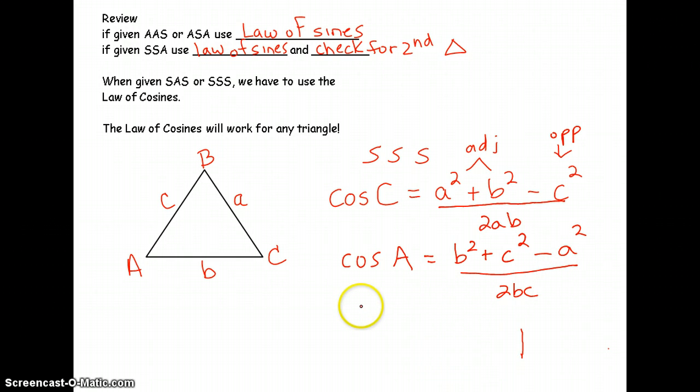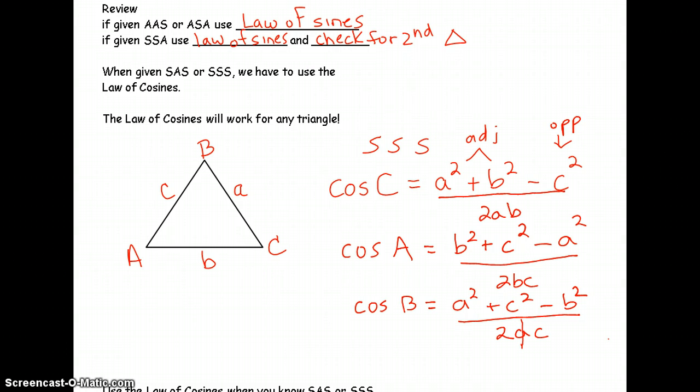So then there would also be a third one. If I wanted the cosine of B, it would be equal to A squared plus C squared minus B squared all over 2 times AC. Now again, I don't really memorize the formula itself as much as I memorize the pattern so that I can recreate that on my own without having to have it memorized. And I'll do that when we do an example in a minute.